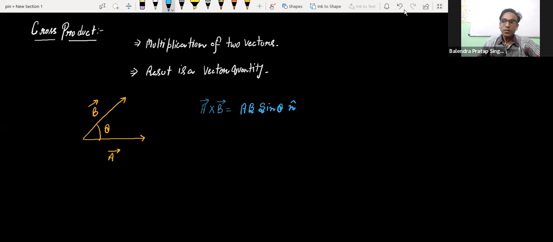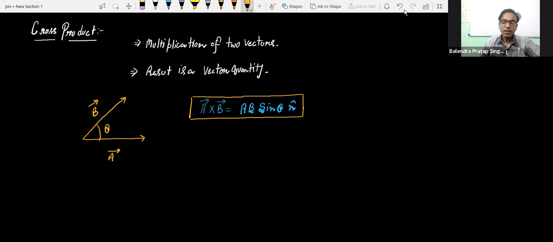If we take the cross product of these two vectors, A cross B, then the resultant will also be a vector quantity. The direction is along the perpendicular, and we find the direction of A cross B through the right hand thumb rule, that I will discuss just now. This is the mathematical formula to find the cross product of two vectors: A cross B equals AB sine theta into n cap.